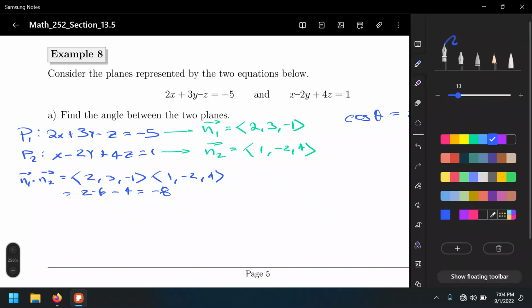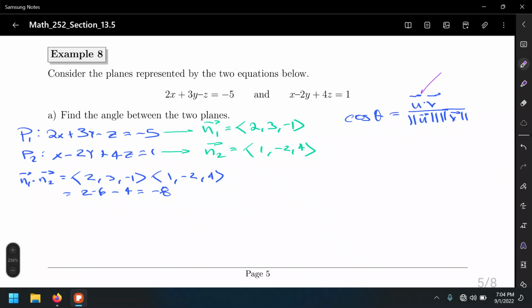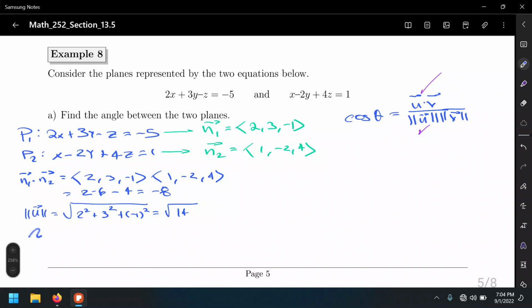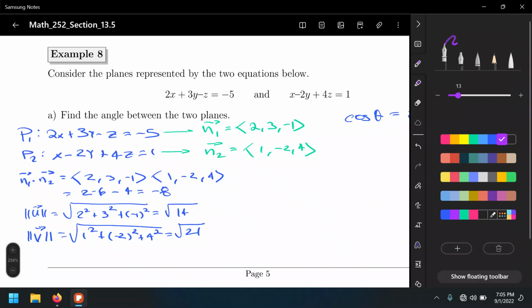Let's put a check on the dot product. The other two pieces of information are the magnitude of u and the magnitude of v. The magnitude of u is the square root of the sum of the squares of the components: 2 squared plus 3 squared plus (-1) squared. That's 4 plus 9, which is 13, plus 1 is 14, so root of 14. Check on the first magnitude. Now the magnitude of v is the square root of the sum of the components squared: 1 squared plus (-2) squared plus 4 squared. That's 1 plus 4 is 5, plus 16 is 21. Square root of 21. So we have all the information that we need.